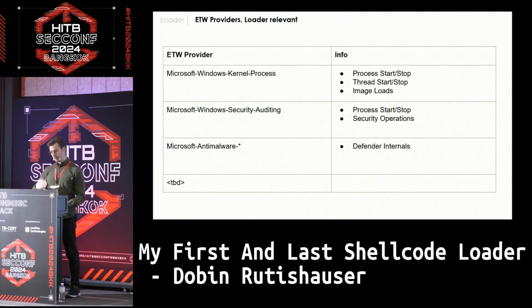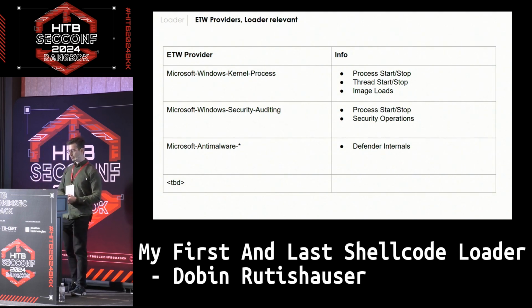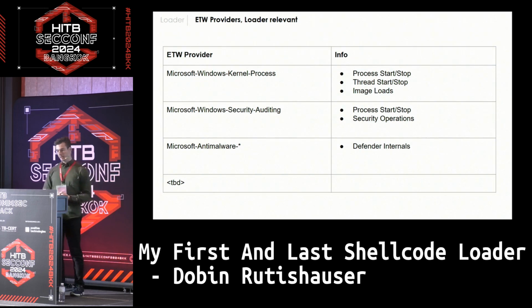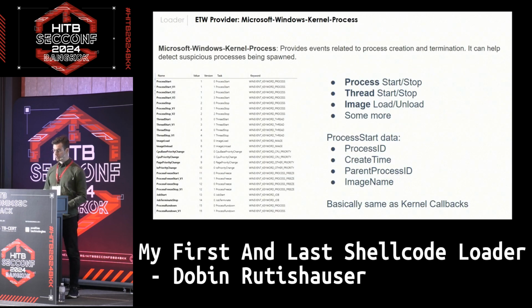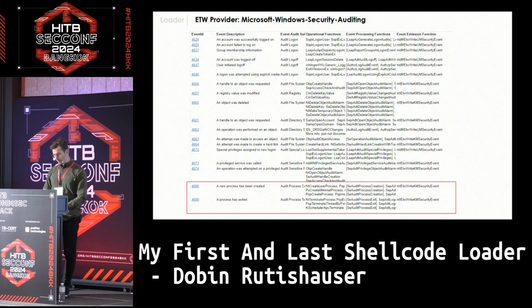In my research, I identified the most important ones, always in my talk for loader identification, are the kernel process and security auditing ETW providers, which again provide the process start-stop, thread and image loads, again process start and stop in security auditing, and some security operations. So again, not much information for our EDR. Kernel process looks like this. That's what I already said. You can basically gain the same information like from the kernel callbacks. Here is security auditing. It has a little bit more security relevant stuff like account logon or I think some registry access, but also process start and stop here at the bottom.